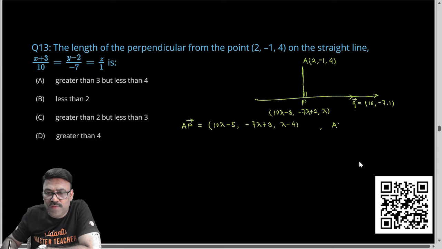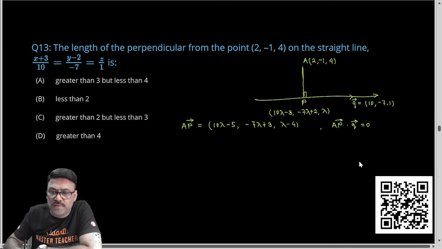So of course the AP vector dot the vector along the line should be 0. AP vector is this, the line vector is this. So 10 into (10 lambda minus 5) is 100 lambda minus 50. Then 49 lambda minus 21. Then lambda minus 4. It should be 0. So it is 150 lambda.